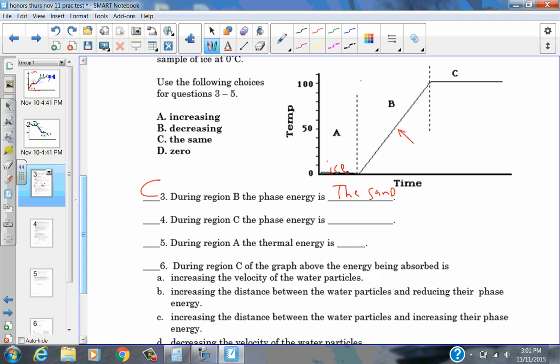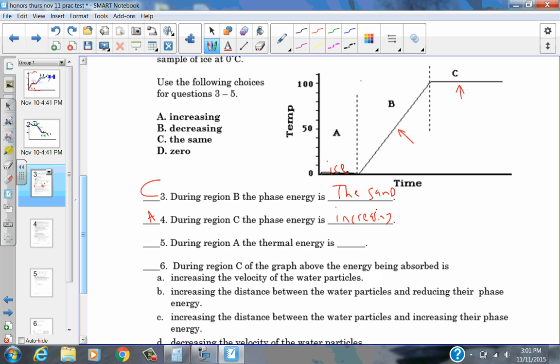C. During region C, the phase energy, however, is changing. How is it changing? Well, we're adding energy, so in C, it is changing from a liquid to a gas. That's going to be 2 more bars of energy to make it jump out of the container. We're going to say that it's increasing.